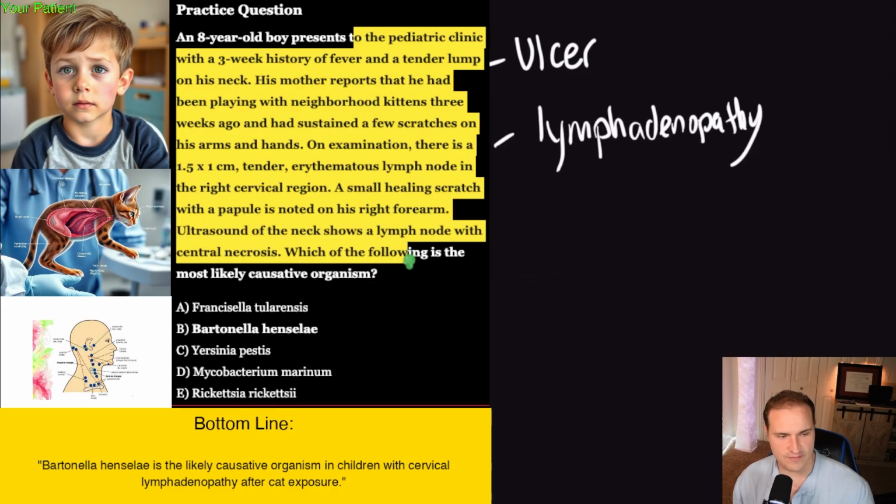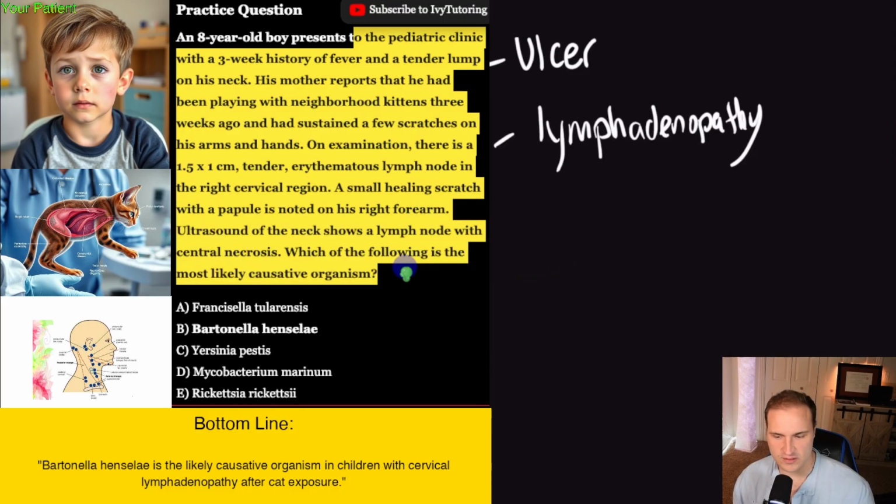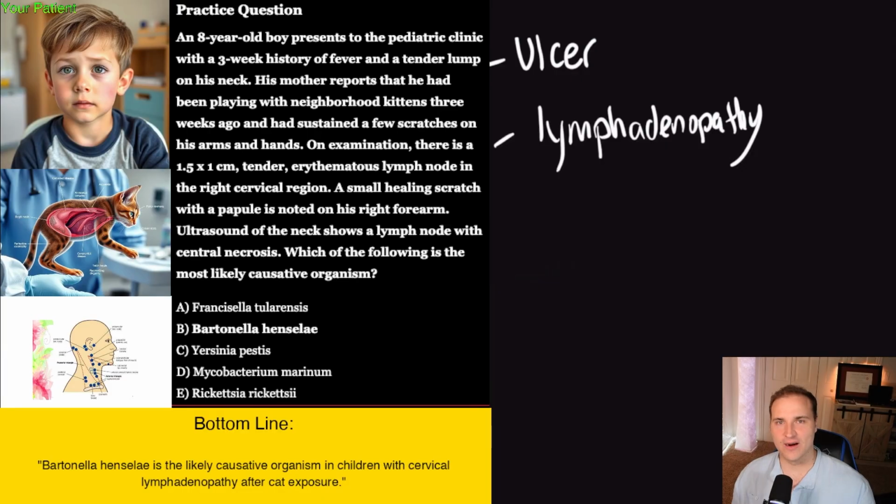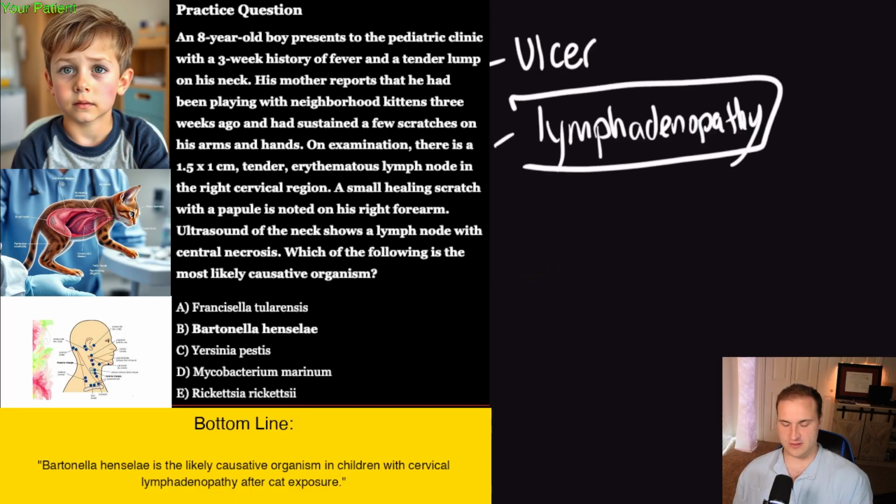Ultrasound of the neck shows a lymph node with central necrosis. Which of the following is the causative organism? All right, this is Bartonella henselae. This is caused by cat scratch disease, and this is a self-limited granulomatous infection in immunocompetent children. And usually this presents with regional lymphadenopathy.